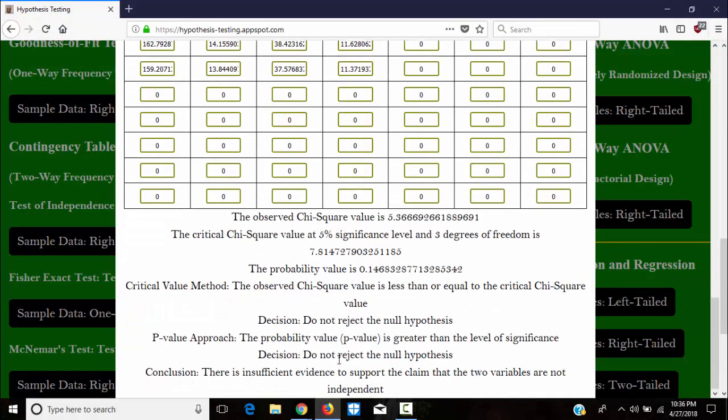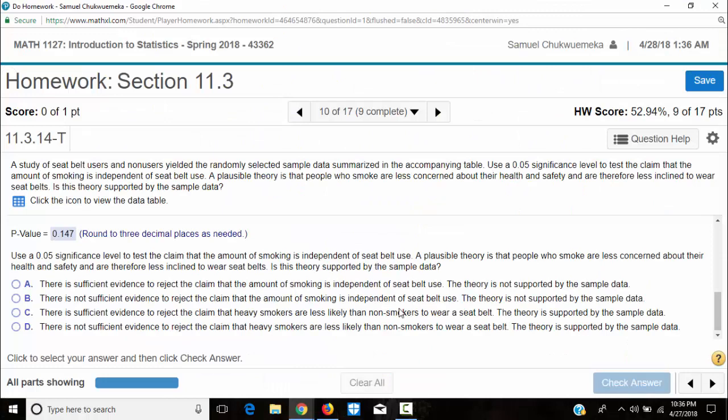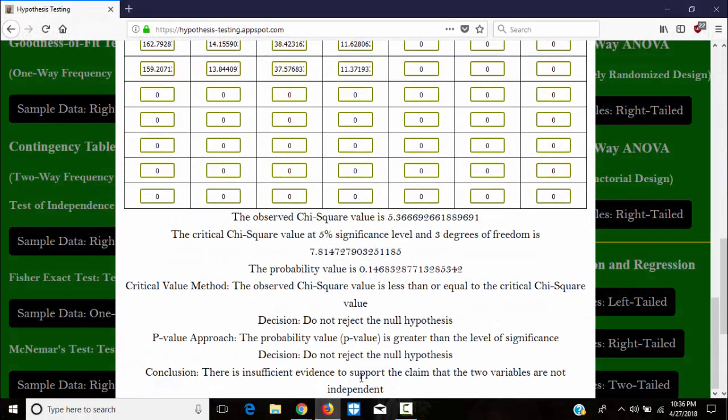What do we do here? We do not reject the null hypothesis. Whenever you do this, the 2 methods will always give the same decision, and of course, ultimately, the same conclusion. So we do not reject the null hypothesis, which means there is some independence. There is insufficient evidence to support the claim that the 2 variables are not independent.